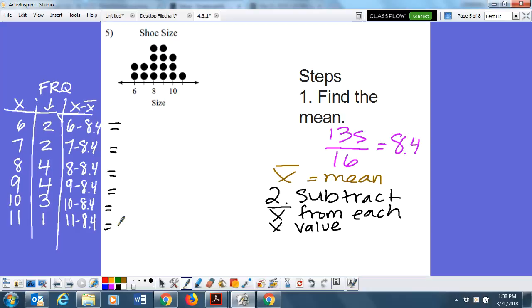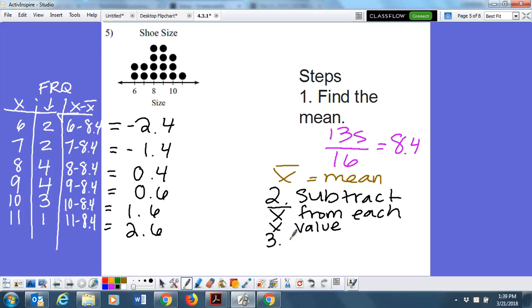Okay, so what's 6 minus 8.4? Negative 2.4, and then the next one's going to be negative 1.4, and then 0.4. Thank you. So that's step 2. And again, some of these steps you can do all together. During second period, I did steps 2, 3, and 4 all together. And then they looked at me like I was crazy. So that's why I'm doing them individually. But if you're good with the calculator or you're good with calculations, you can group some of these together.